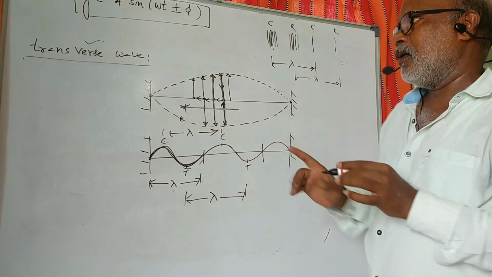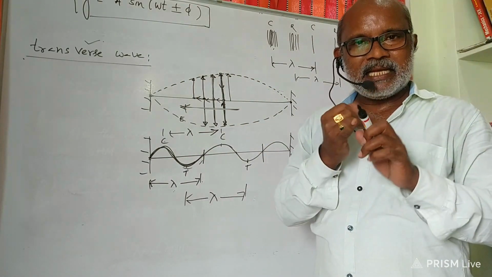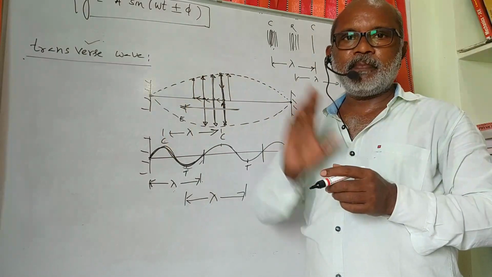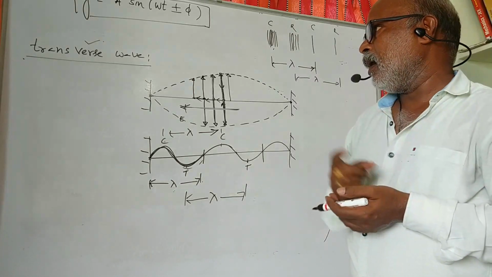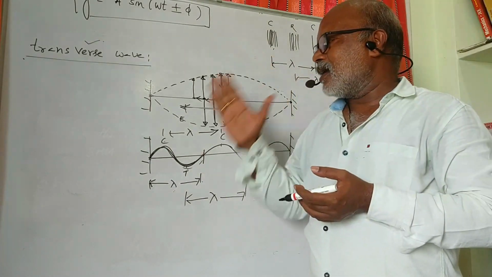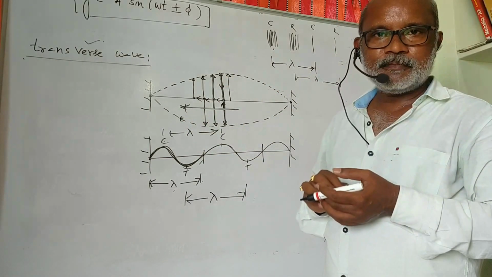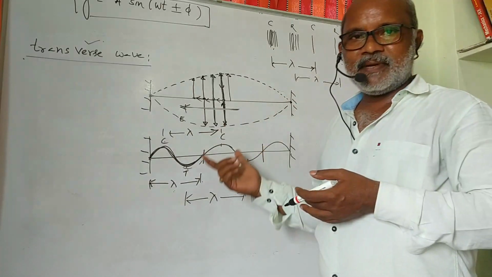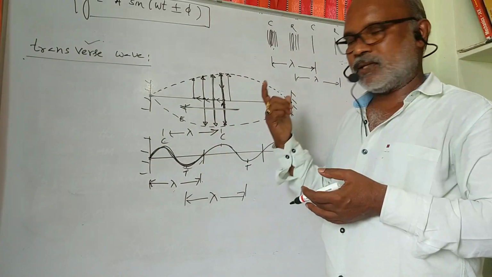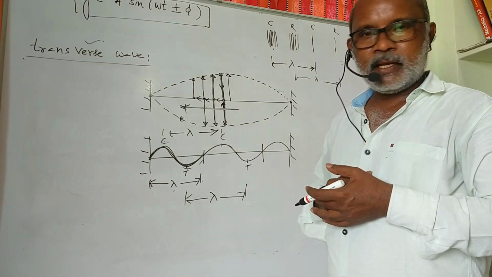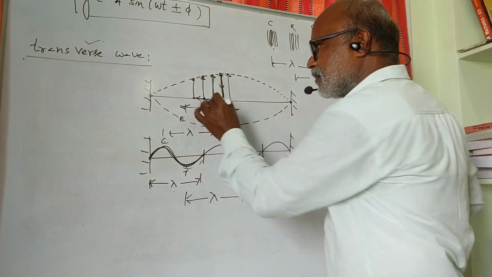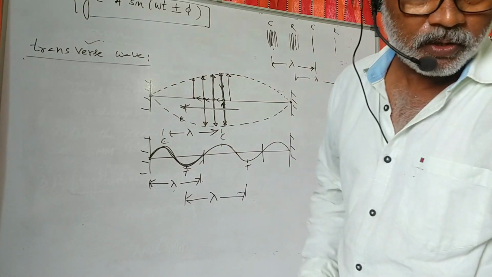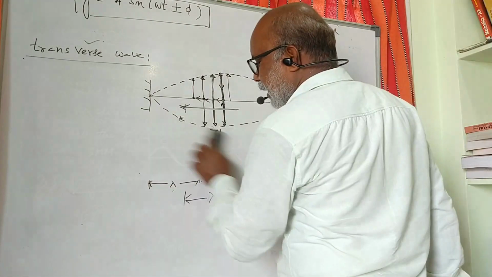So finally, keep in your mind, what are the important points in a transverse wave? In a transverse wave, the particles of the medium vibrate in a direction perpendicular to the propagation of energy. Second, alternate crests and troughs are formed. Simply saying, it travels in the form of crests and troughs. The distance between successive crests or successive troughs is known as wavelength. All the medium particles, all the string particles, execute SHM with the same amplitude and time period.